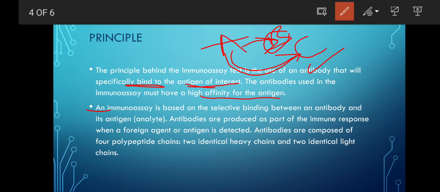So an immunoassay is based on selective binding between an antibody and antigen. Antibodies are produced as a part of the immune response when a foreign antigen or agent is detected. Like the common cold, we have foreign bodies entering, like a coronavirus or anything, they are foreign bodies, right. These antibodies are composed of 4 polypeptide chains, so 2 identical heavy chains and 2 identical light chains, okay. These are the 4 chains.